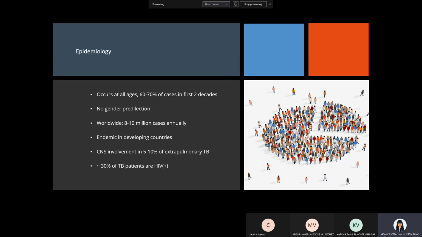It is worth mentioning that the central nervous system involvement only occurs in 5 to 10% of extrapulmonary TB, but are the most devastating of its manifestations.